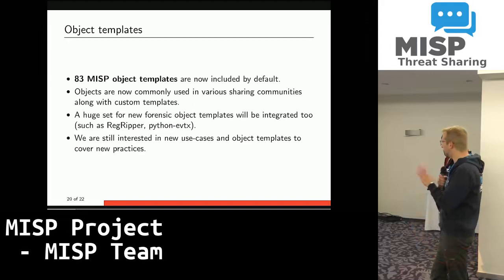The object template is very simple. It's not nested, but you have a list of relationships that are defined by default, and you can really create a lot of things based on object data models.